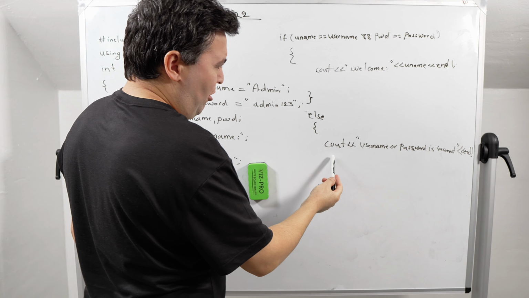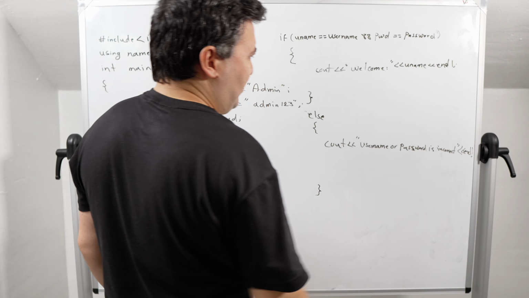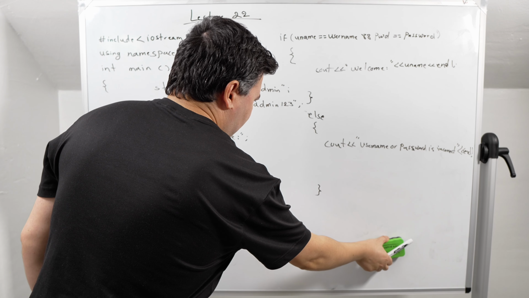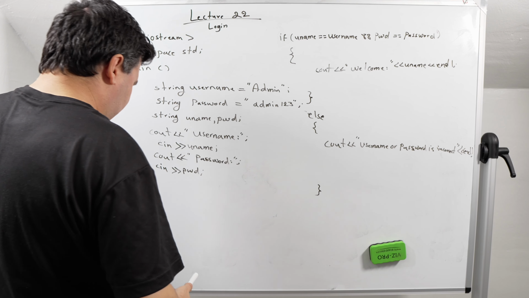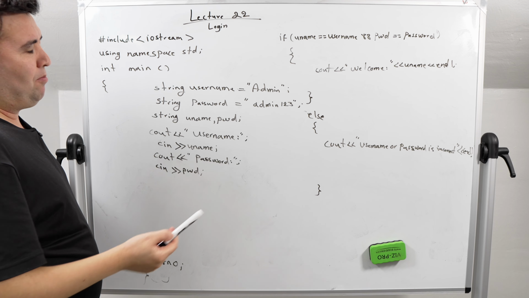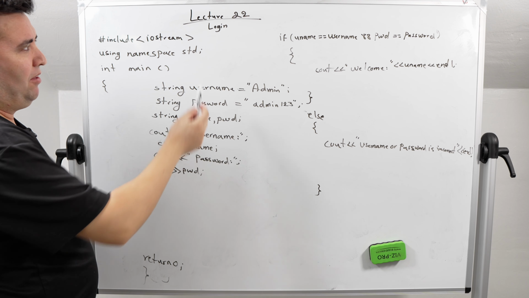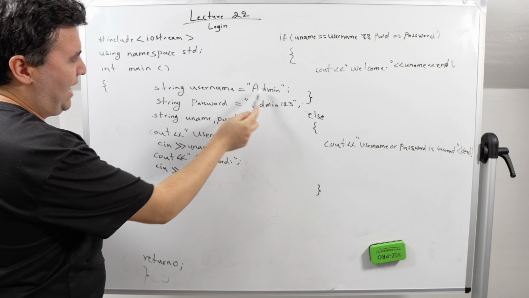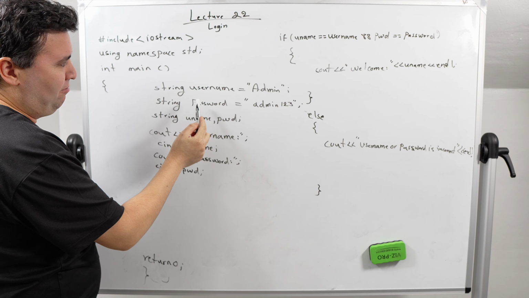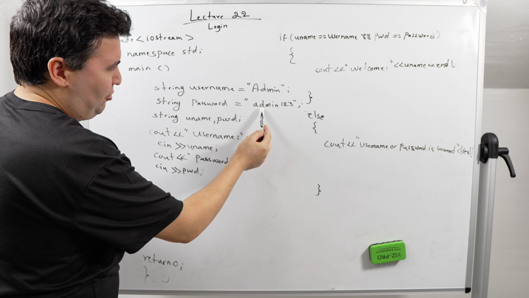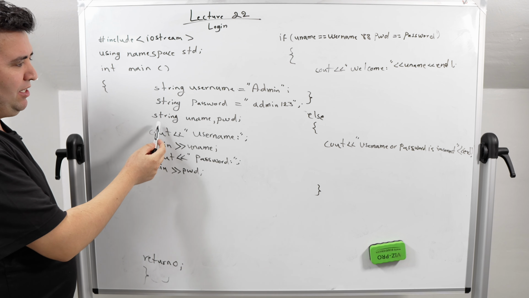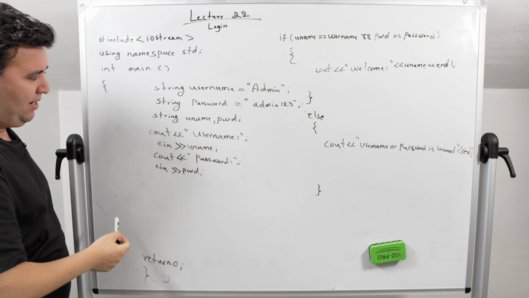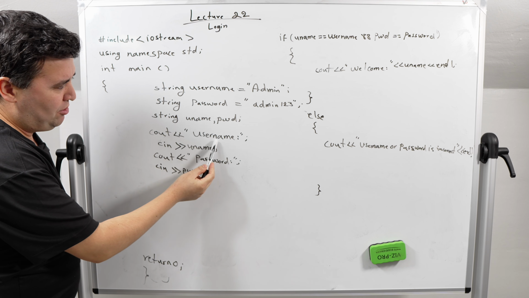And in this else part, we cout username or password is incorrect. So this is a simple program which checks if the username or password is correct or not. This is a login program. So we have the username here, admin. We declared a password variable which stores admin123. Then we declare another two variables, uname and pwd.